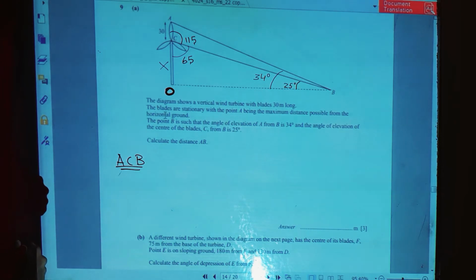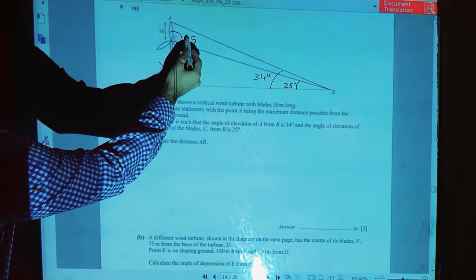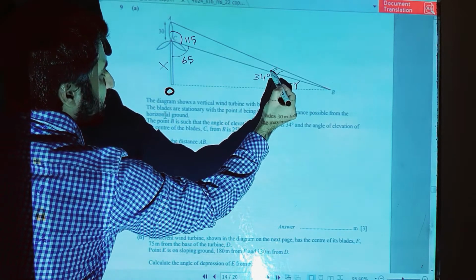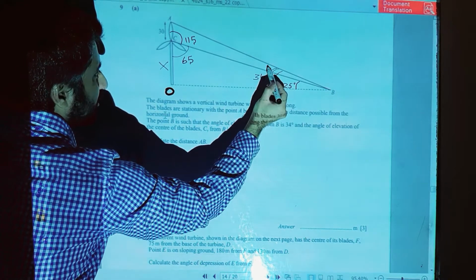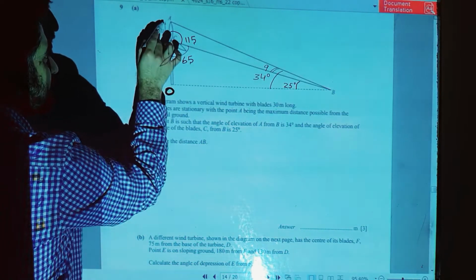We are going to use law of sine in this triangle. What do you know about it? You know this angle is 34 minus 25, that is 9. You know this length AC, this is 30.